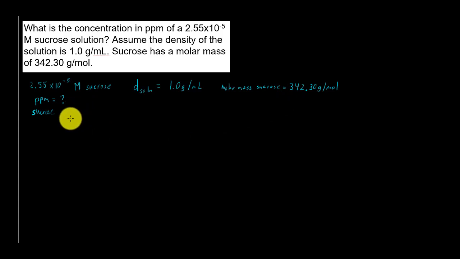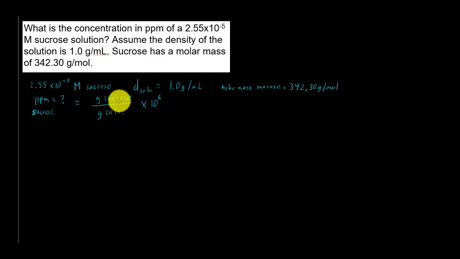So oftentimes when I'm looking for a particular quantity, I'll write down a formula that would let me calculate that quantity. So let's do the formula first. To figure out parts per million of sucrose, what I would need to know is the grams of sucrose. I would need to divide that by the grams of solution that we have, and then I would need to multiply that by 10 to the power 6 to get parts per million.